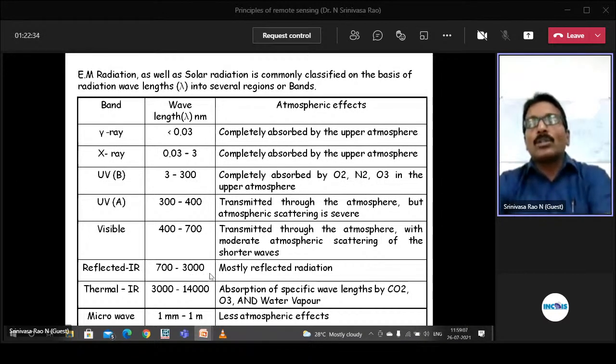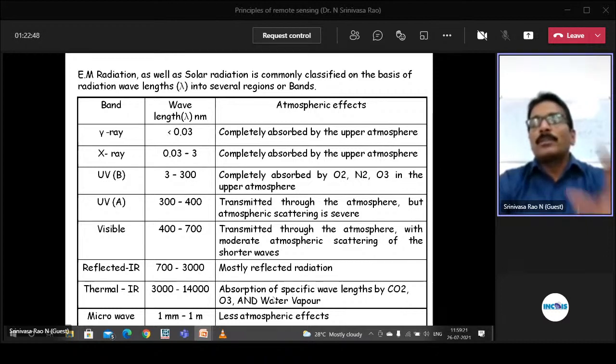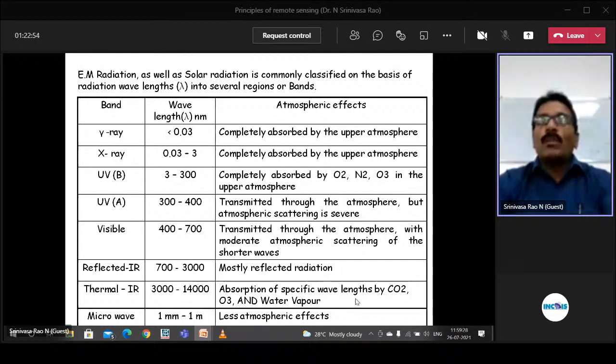700 to 3000 is mostly reflected radiation. That means reflected radiation means light, so the atmospheric influence is less. Now thermal infrared, 3000 to 14,000, involves absorption of specific wavelengths. That means atmospheric influence is less, only that absorption takes place at CO2, O3 and water vapor. So there is a little bit of atmospheric influence.